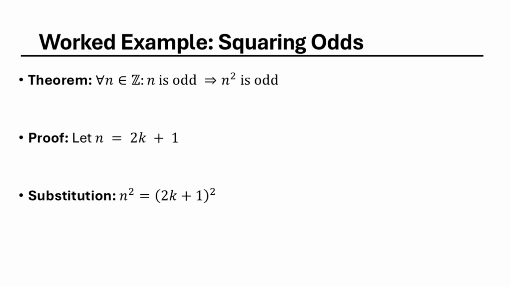Let's perform a formal derivation. Our theorem is, for every integer n, if n is odd, then n squared is also odd. We start with the definition, let n equal 2 times k plus 1, where k is an integer. Now, we look at n squared. That equals (2 times k plus 1) to the power of 2. This is our starting point for the algebraic transformation.